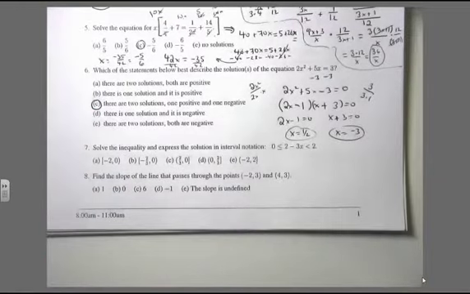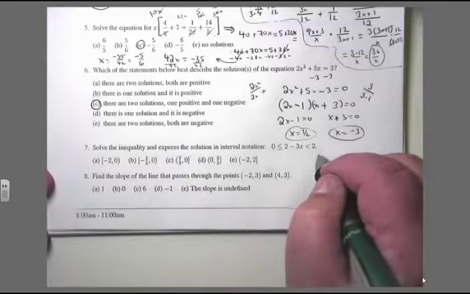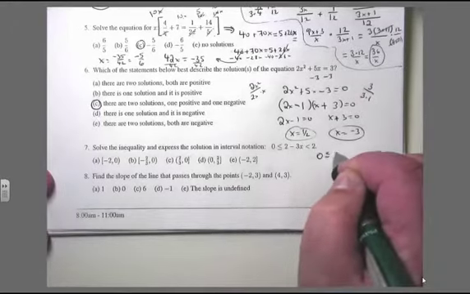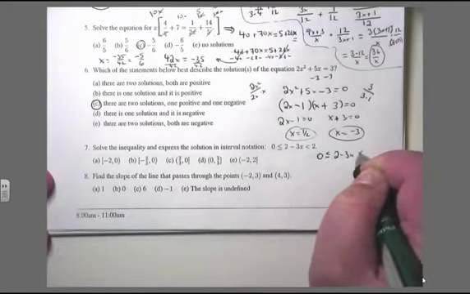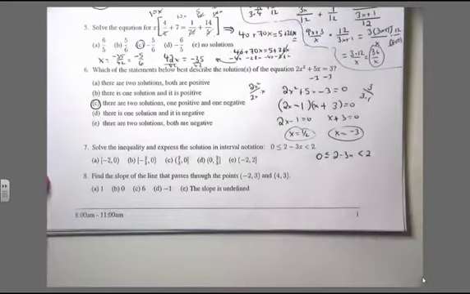Take a look at the next guy. Again, as you're doing these problems, also make mental notes of any kind of formulas that I'm using. Solve the inequality and express the solution in interval notation. So here we go. I've got 0 is less than or equal to 2 minus 3x, which is less than 2. This is what I call one of these double-sided inequalities.